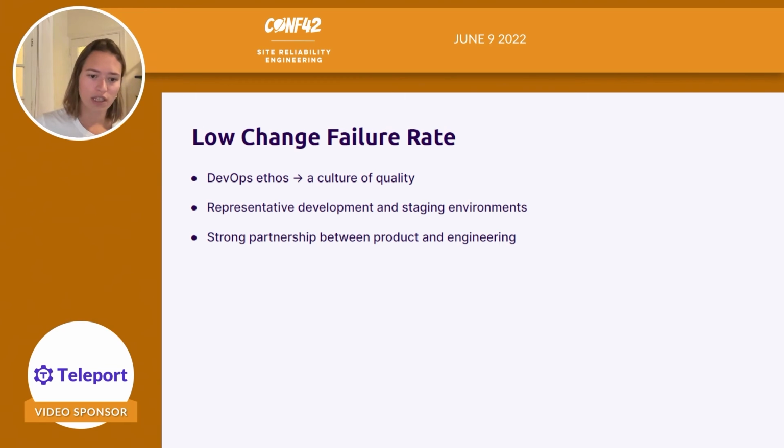And so a low change failure rate, the way you get to that is by promoting an ethos that is focused on DevOps. And so basically creating that culture of quality, making sure that you have representative deployment, development, and staging environments so that you can test this before it gets to production, and having a strong partnership between product and engineering so that you deeply understand the use cases and actually know how to test before going forward, and have handled all the potential edge cases, that you write tests for those edge cases. Anything basically to make you more confident that the features you're releasing work in the way that they're meant to.